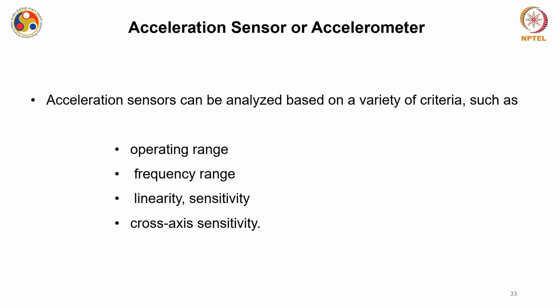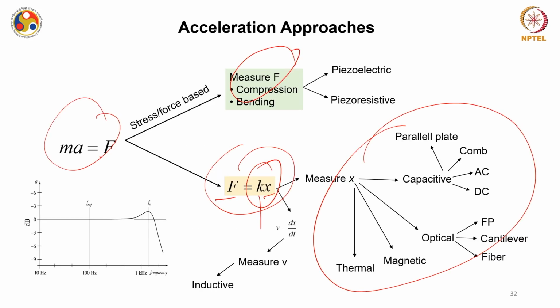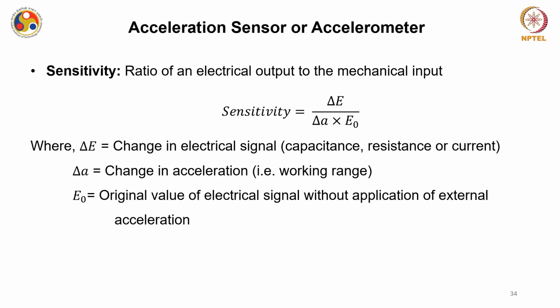However, what is important is, as I have mentioned in the previous class also, that there are certain criteria which are very specific to accelerometers, so we have to understand them. Acceleration sensors can be analyzed based on a number of criteria. That can be a simple operating range, a frequency range, the linearity of the device, the sensitivity along an axis as well as cross axis sensitivity. Let us see some of the parameters which are very crucial for the case of accelerometers.